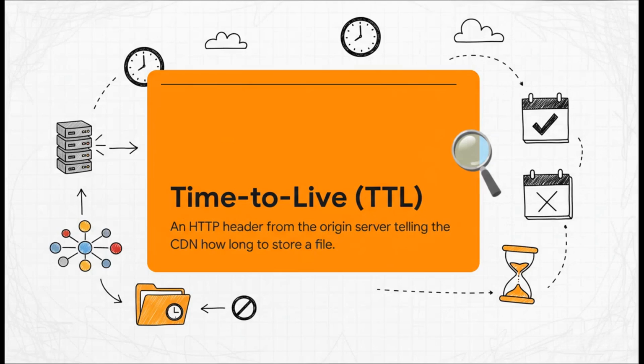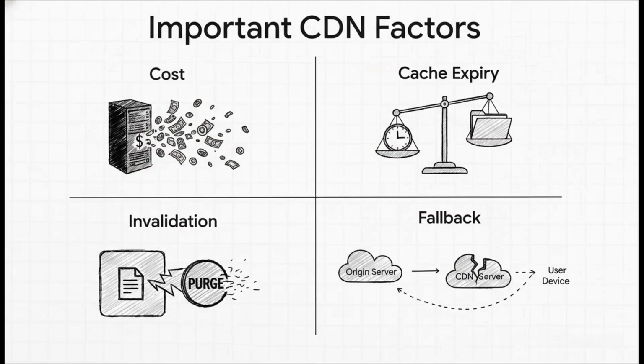It's pretty simple, really. When the origin server first hands a file to the CDN, it attaches a little note, an HTTP header that's basically an expiration date. It tells the CDN, hey, hold on to this file for 1 hour, or keep this for 1 day. Once that time is up, the CDN knows it has to go back to the origin and ask for a fresh copy, just in case something changed.